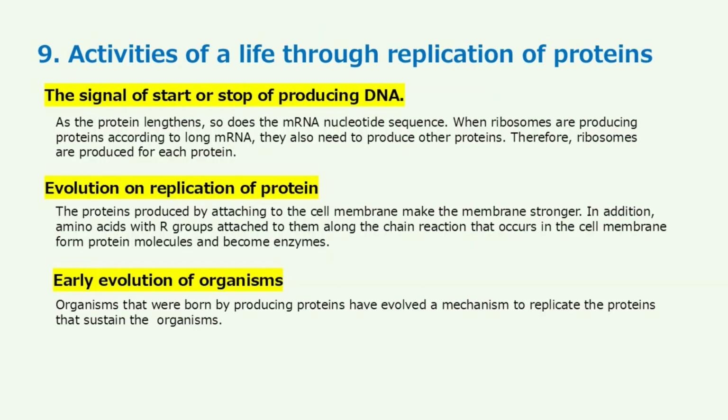Activities of a life through replication of proteins. The signal of start or stop of the work of producing DNA. As the protein lengthens, so does the mRNA nucleotide sequence. When ribosomes are producing proteins according to long mRNA, they also need to produce other proteins. Therefore, ribosomes are produced for each protein. Evolution on replication of protein.